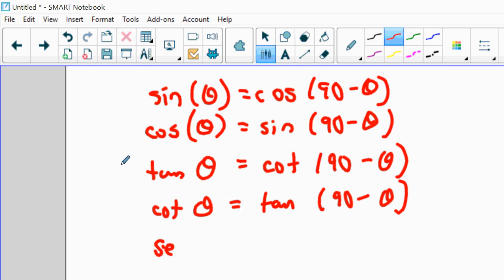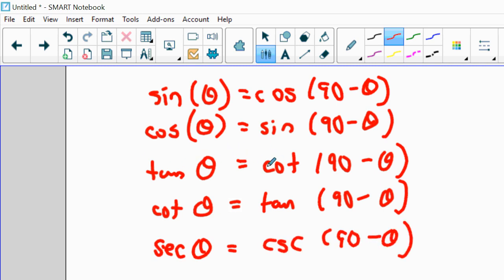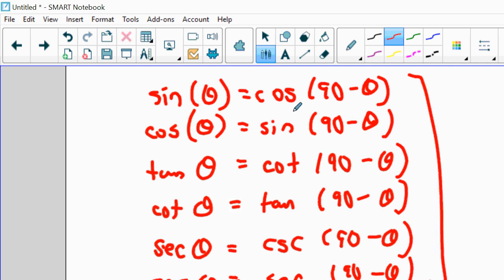Secant theta is cosecant 90 minus theta. Cosecant theta is secant 90 minus theta. This author likes cofunctions. It's called the cofunction identities. What I just did was a proof to show you one. They all work out exactly the same. I can talk about graphs and shifting and flipping graphs and all that and basically prove it to you again. So, anyway, went off on a side tangent there.